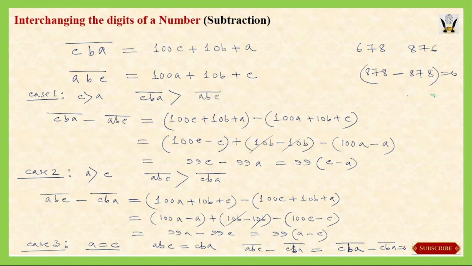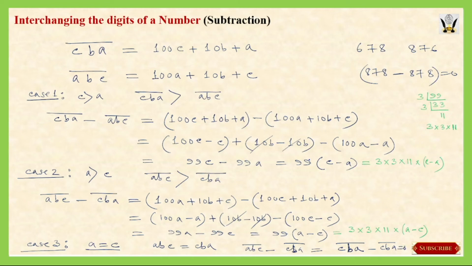Now 99, if we further factorize, is 3 times 33, and 33 is 3 times 11. So 99 will have the factors 3, 3 and 11 if we exclude 1 and 99. So 99 multiplied by C minus A can be written as 3 multiplied by 3 multiplied by 11, and then multiplied by C minus A. Similarly, in the second case it can be written as 3 multiplied by 3 multiplied by 11, and then multiplied by A minus C.